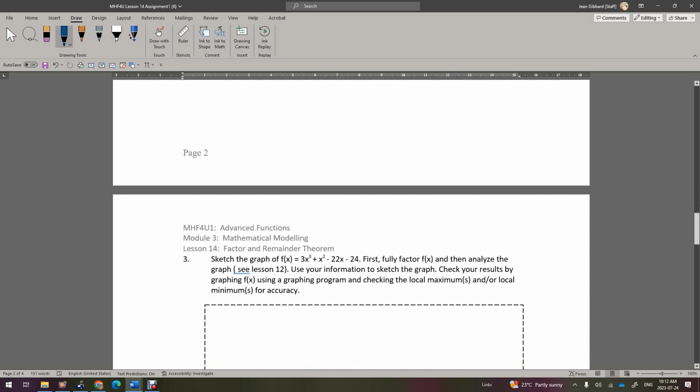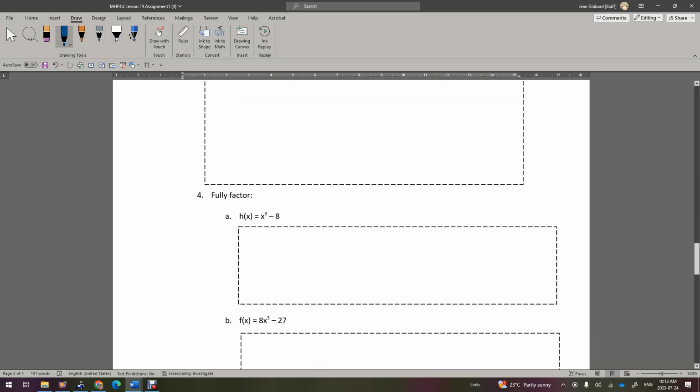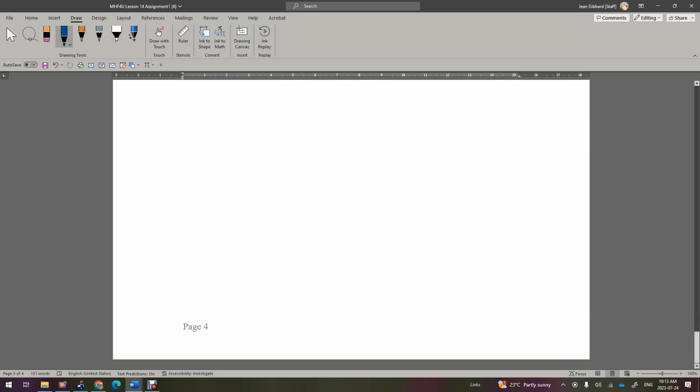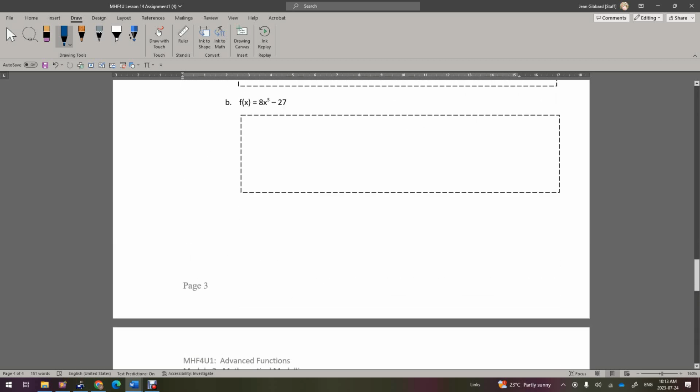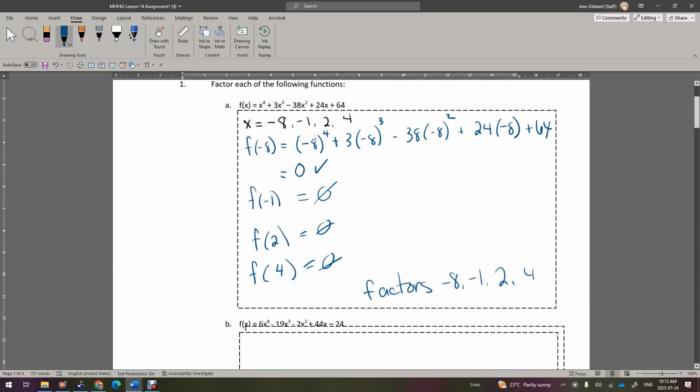Now sketch a graph. Again, Desmos. We're going to work backwards. Then you're going to find out the local max, local mins. Same thing here. Now this is an x cubed minus 8, but I'm going to let you figure that out. And that's the end of Lesson 14. Let me know if you need help.